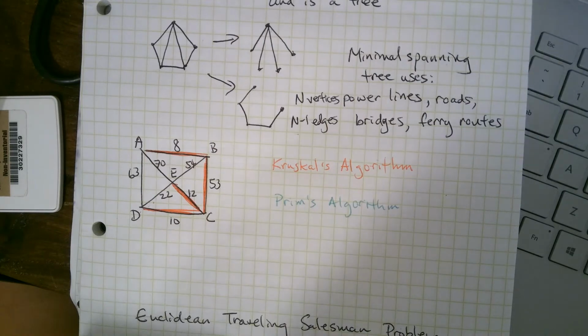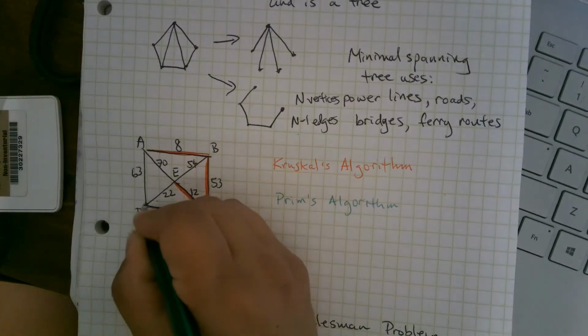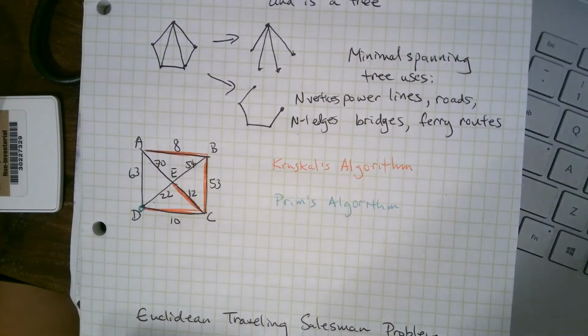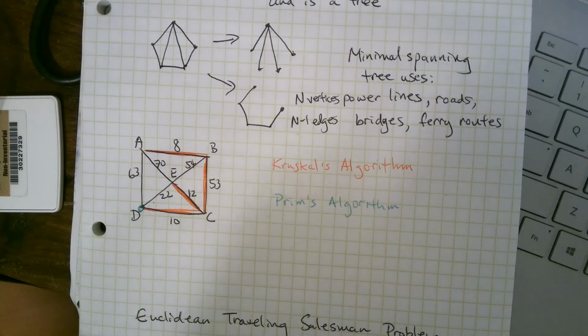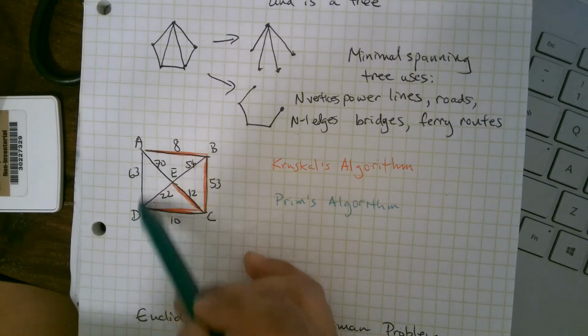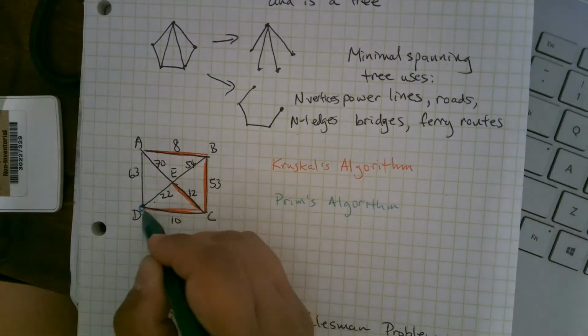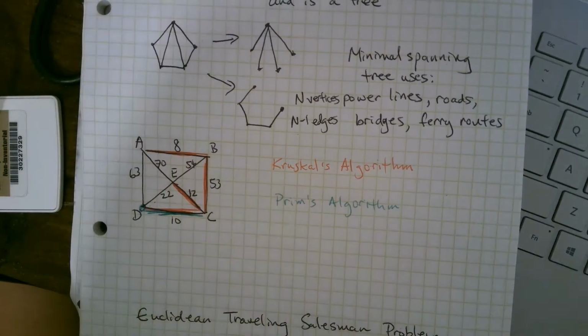Prim's algorithm, we start with any vertex. Let's say we start with vertex D. And then we're just going to join with lowest possible cost a new vertex. So we could do 63, 22, or 10. So we're going to pick 10. That's lowest possible cost.